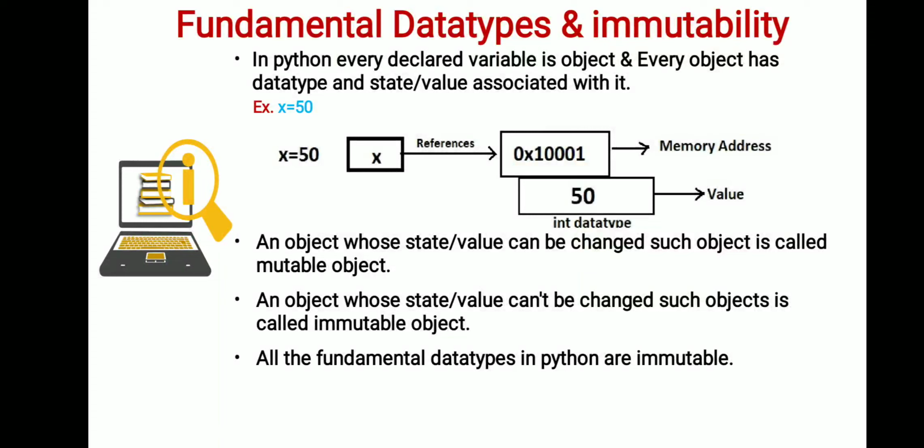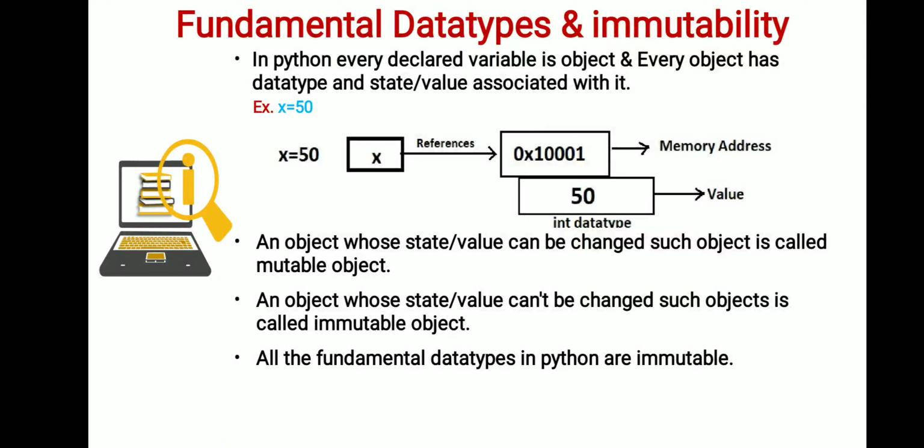Now in Python every declared variable is an object, and every object has a data type and a state or value associated with it. Now see the example x = 50. Here 50 is an integer value, so x will become an integer type of object and its state or value will be 50. Now see the diagram.